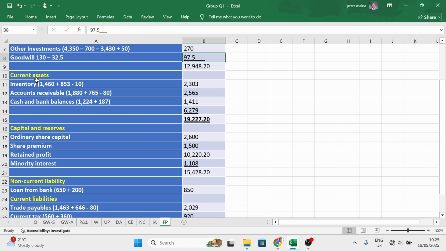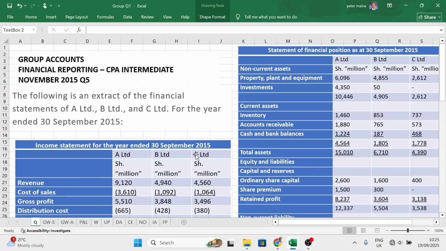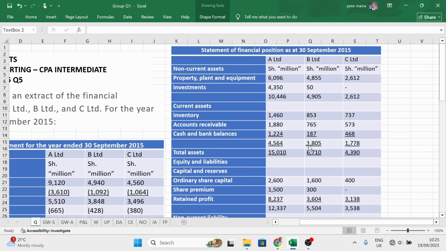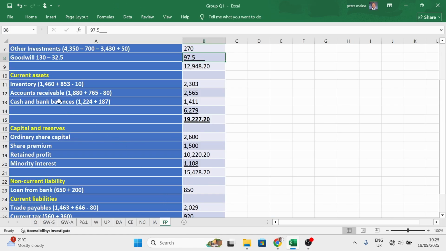Next, we go to current assets. We have inventories. In inventories, we are going to add the parent and the subsidiary, and then we deduct unrealized profit, the whole unrealized profit, which was 10. So in the original statement of financial position, we had inventories. The parent had 1460. The subsidiary had 853. So in the consolidation process, we add 1460 plus 853, and then we adjust for unrealized profit. That is what we get.